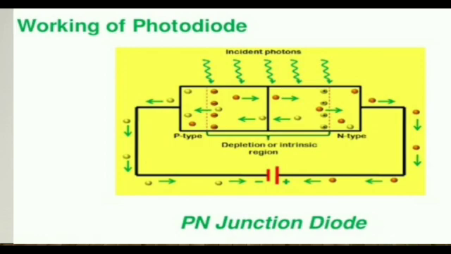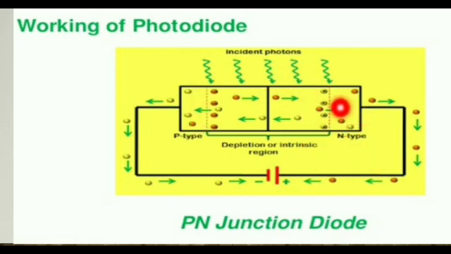Now come to the function. See, these arrow marks are the incident photons, that is light, incident on the diode. Light consists of photons, that's why incident photons. Now this is a PN junction diode. This is the P type and this is the N type. The N type is connected to positive and the P type to negative. This is the reverse bias condition, no? In this one the depletion region is very wide, right?